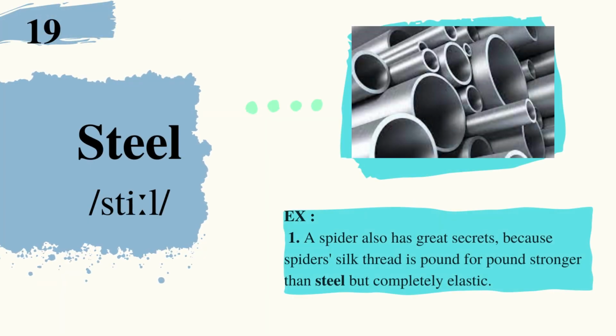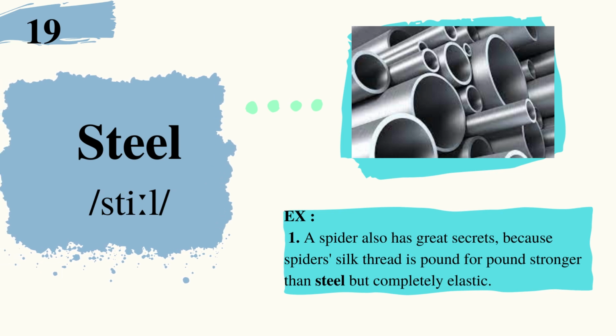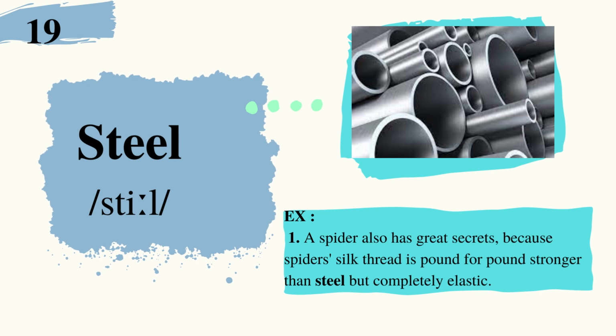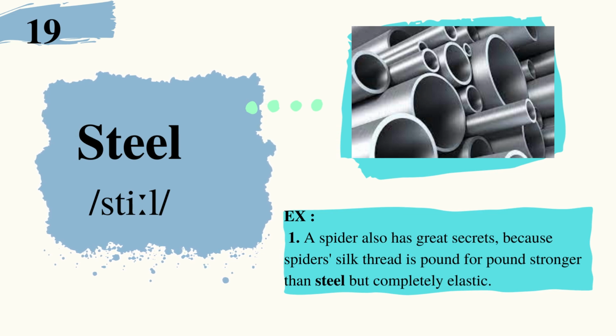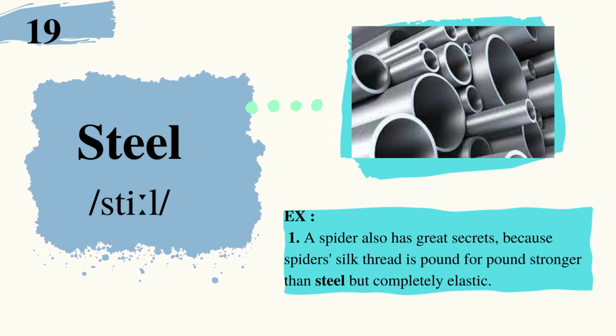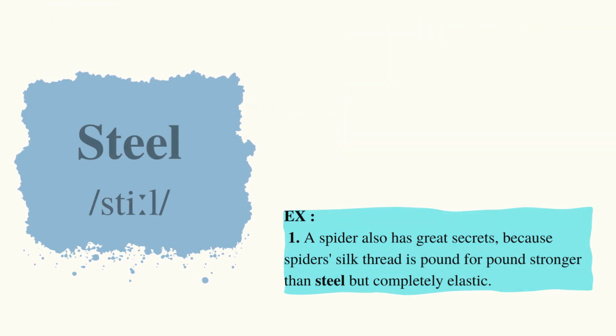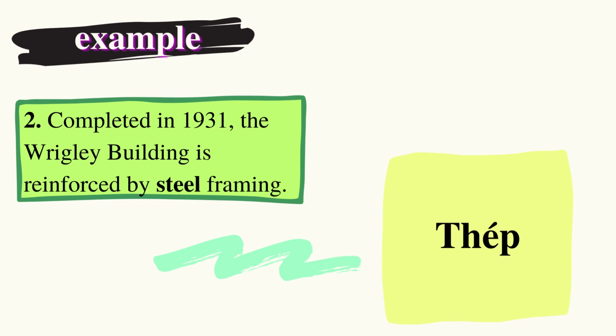19. Steel. Steel. Example. A spider also has great secrets, because spider silk thread is pound for pound stronger than steel, but completely elastic. Completed in 1931, the Wrigley Building is reinforced by steel framing.